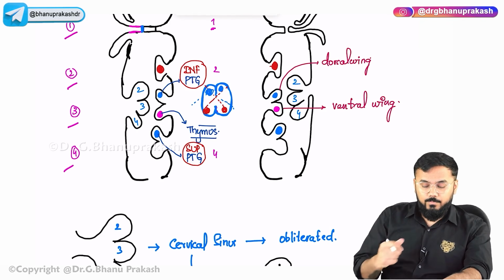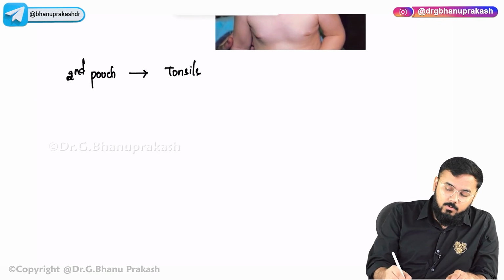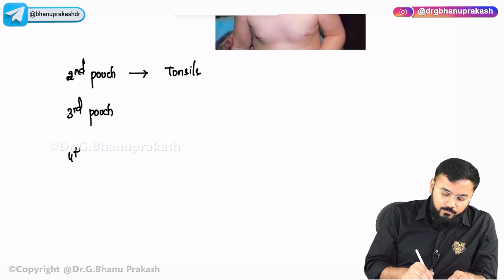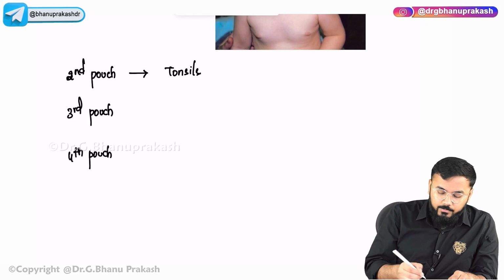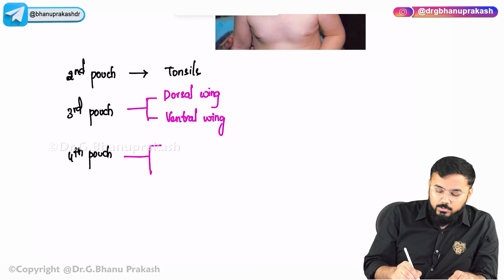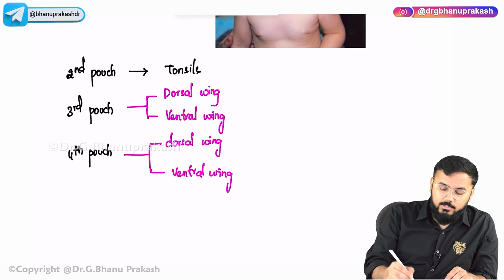Okay, clear, all of you? Right. So now let us write down all the structures that develop from the third pouch and from the fourth pouch. In the third pouch I have discussed that there are two wings. One is called the dorsal wing, another one over here is called your ventral wing. The same thing you have in the fourth pouch also. You have got the dorsal wing, and the next one over here is called your ventral wing.